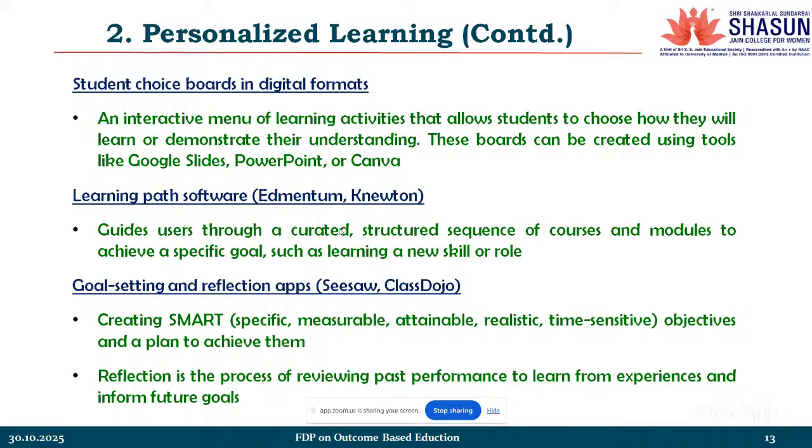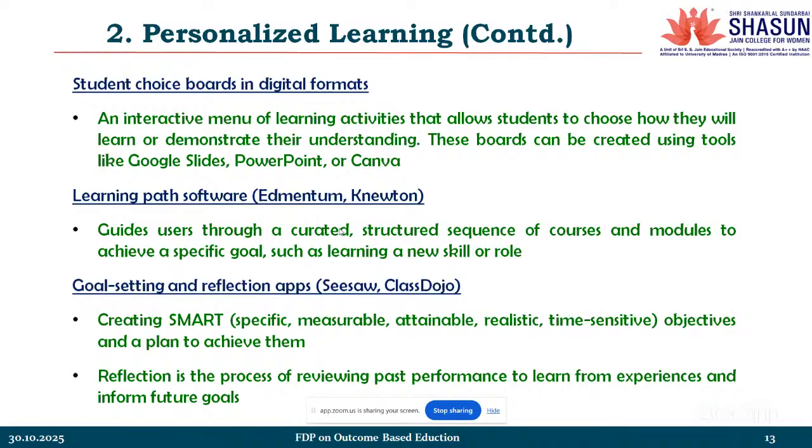So that is called a learning path software. And the final thing is goal setting and reflection apps. This is somewhat creating SMART, in the sense specific, measurable, attainable, realistic, and time-sensitive objectives, and we need to give a plan to achieve them. So we can create our plan. So this is my plan, I need to achieve this.